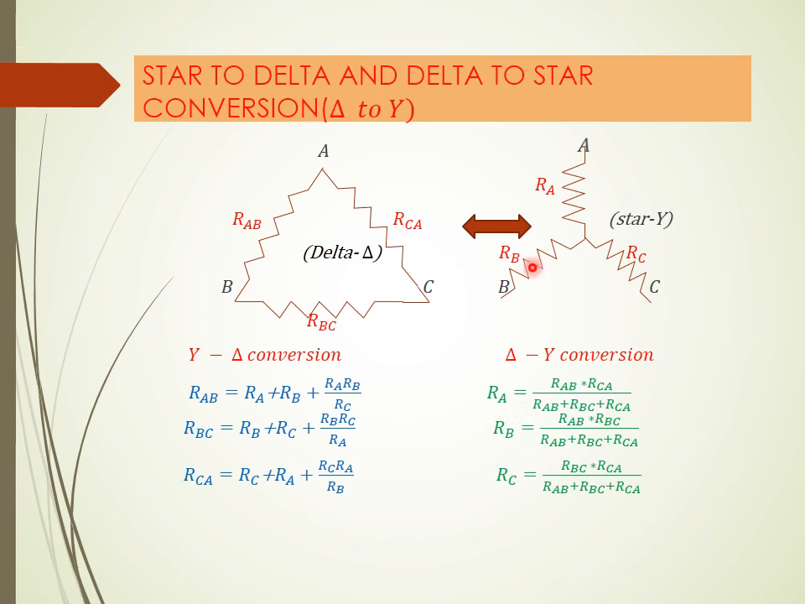Next RB. This is the RB resistor, and it is in between RAB and RBC. Therefore RB equals RAB into RBC divided by the sum of the resistances. Next RC. This RC resistor is in between RBC and RCA. Therefore RC equals RBC into RCA divided by RAB plus RBC plus RCA.